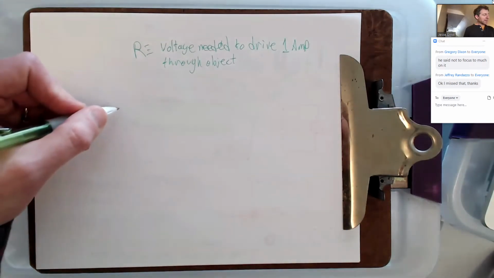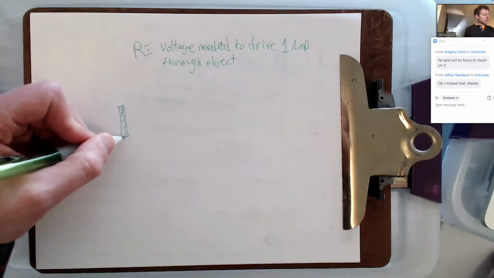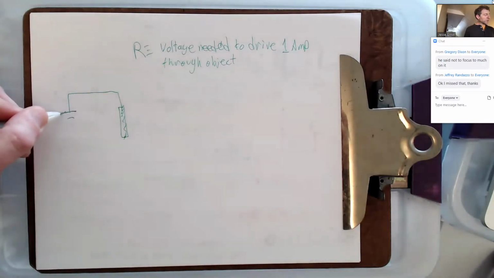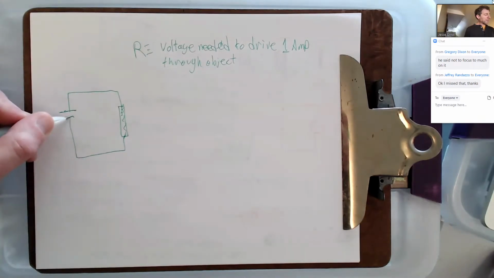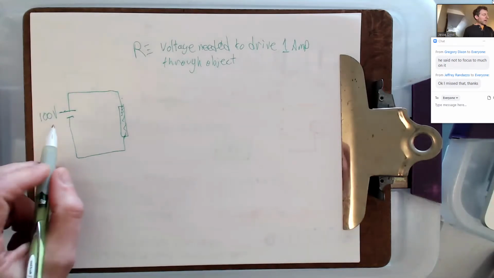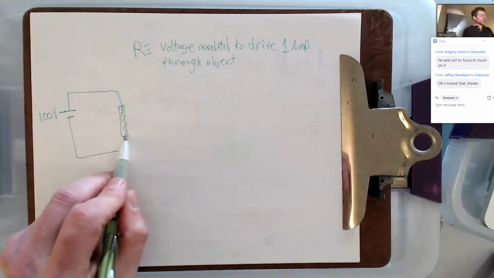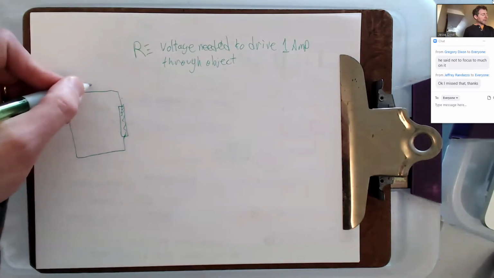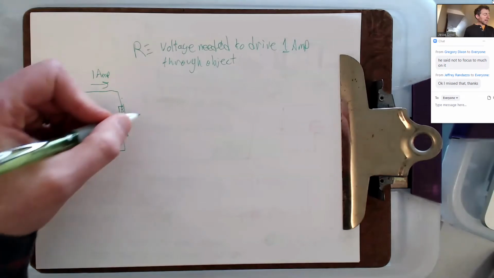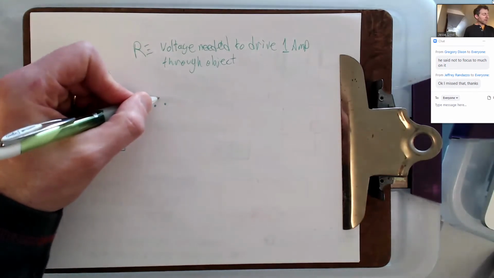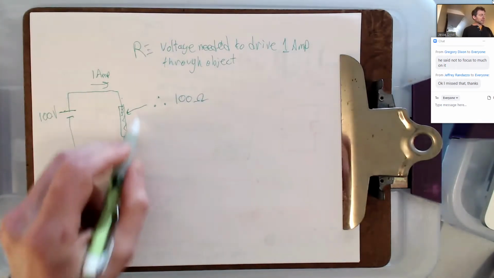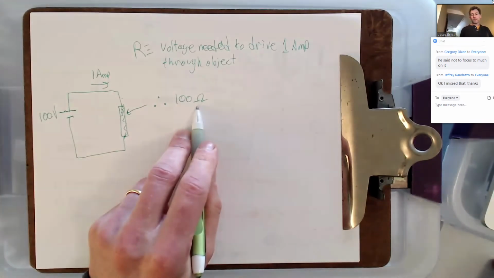Let's say I take this object and I dial this voltage up and up and up. And let's say I discover with my ammeter that when I put 100 volts of potential difference across this object, I get 1 amp of current flowing in the circuit. I would then say this object has a resistance of 100 ohms. Okay.